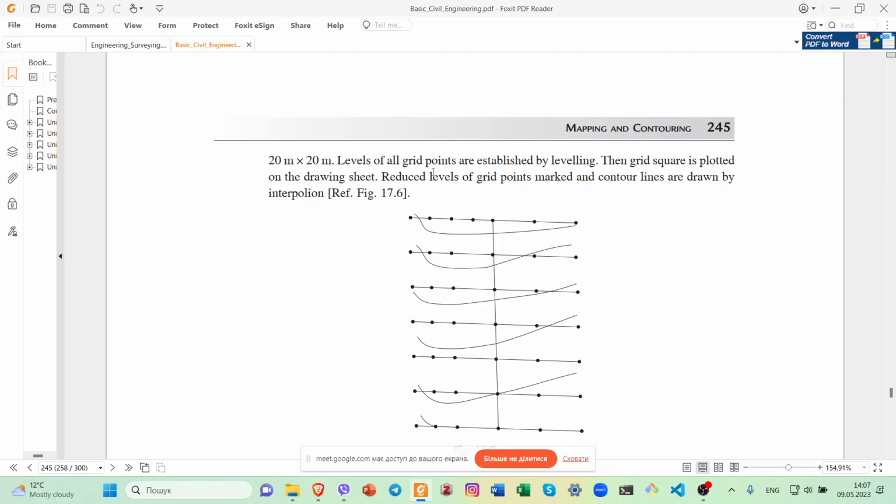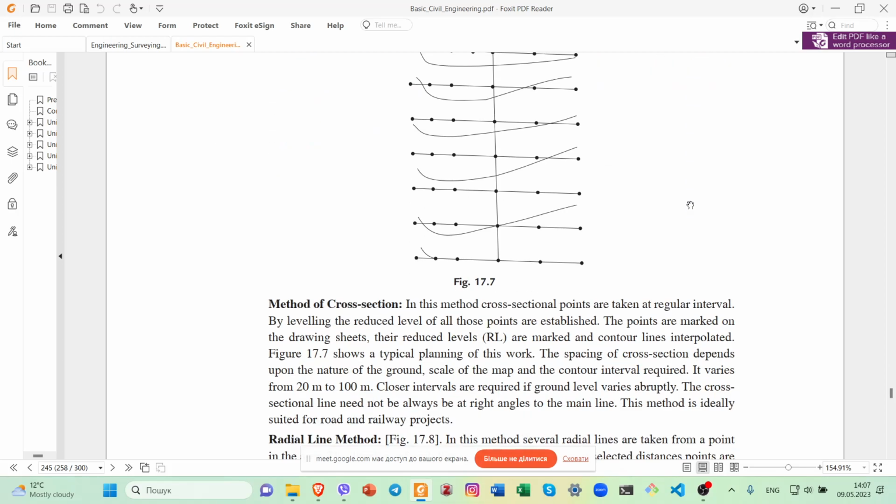Levels of all grid points are established by leveling. Then grid square is plotted on the drawing sheet. Reduced levels of grid points are marked and contour lines are drawn by interpolation.